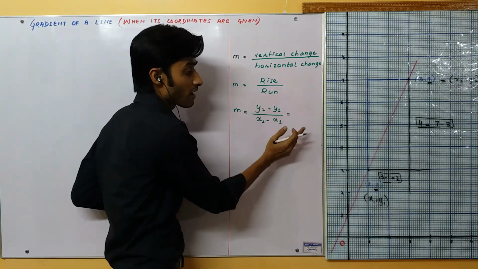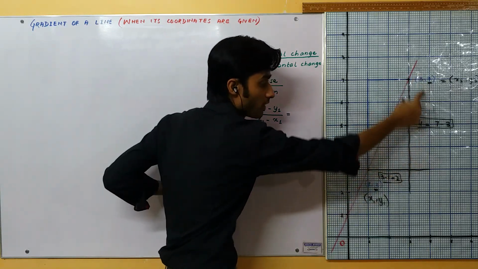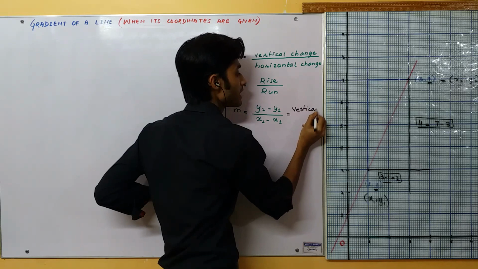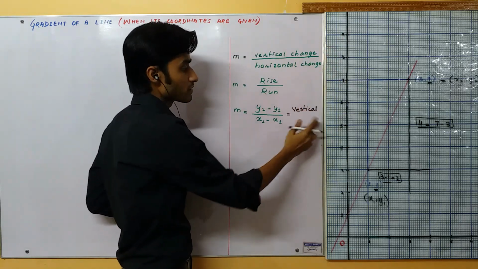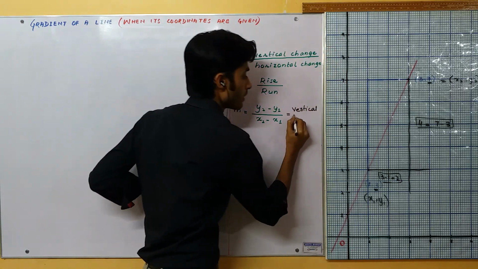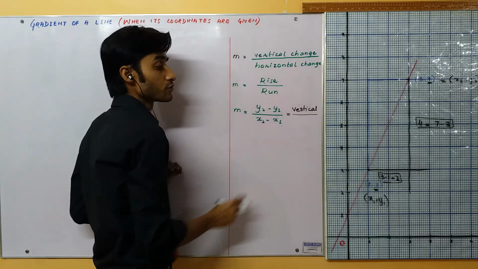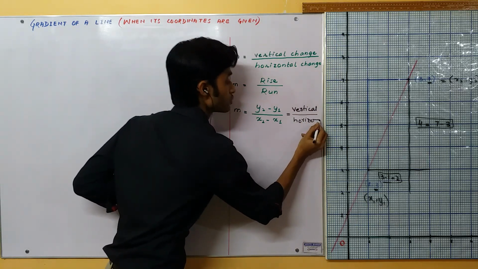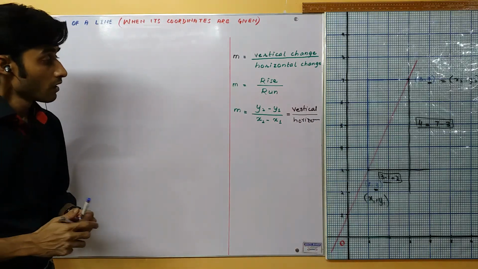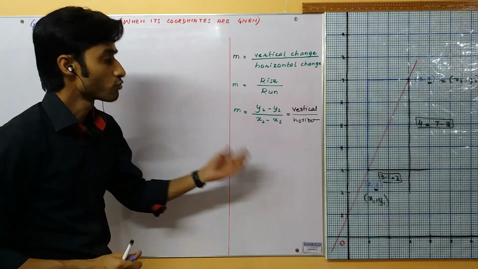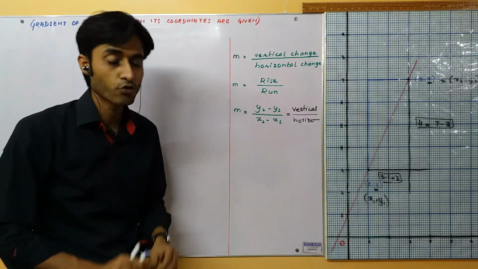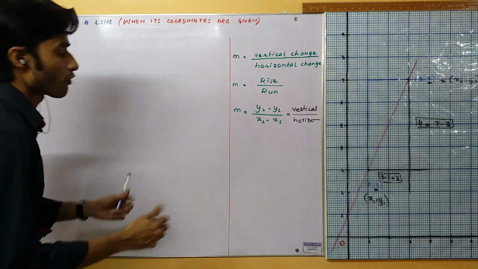So y2 minus y1 is actually representing the vertical change. So this formula is actually made from this. Vertical change is y2 minus y1 and horizontal change is x2 minus x1. Okay, so we use this formula when we do not have just the vertical change or the horizontal change. I just give you 2 coordinates of a point of a line.